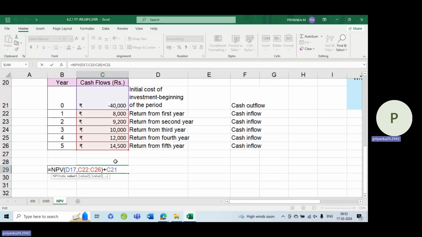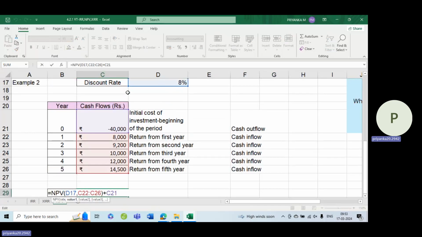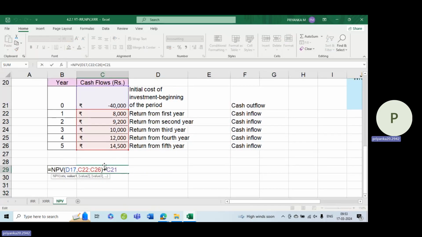If you want, you can just see the formula here. D17, which stands for your discount rate, then all your values, that is inflows, plus your initial cost of investment.